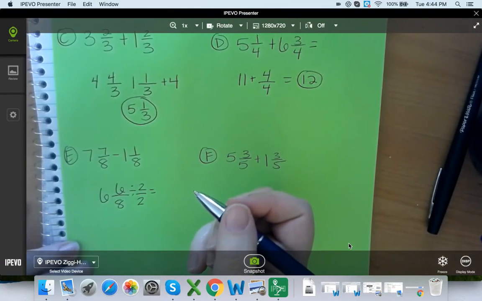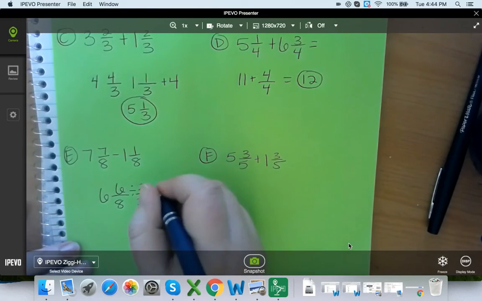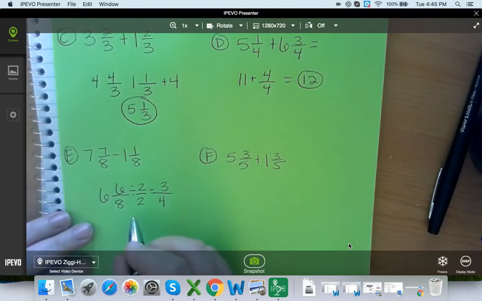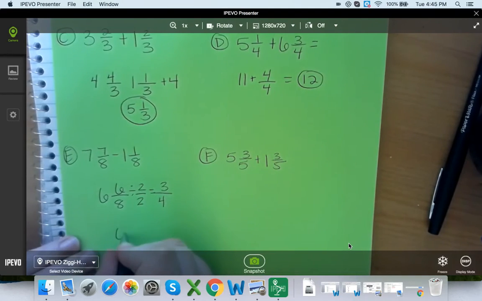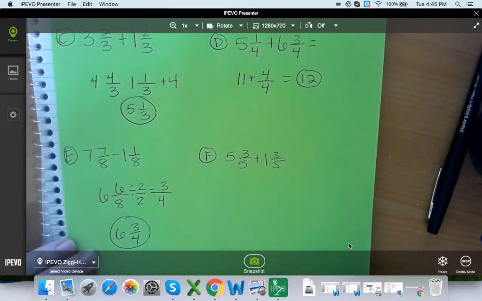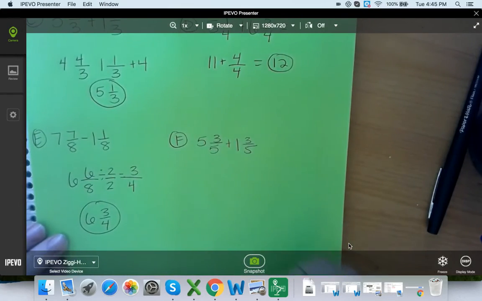That's why I like to use 2. 6 divided by 2 is 3, and 8 divided by 2 is 4. So now my final answer, can't forget my whole number, is going to be 6 3/4. Don't forget to circle the answer, so we all know where it is.